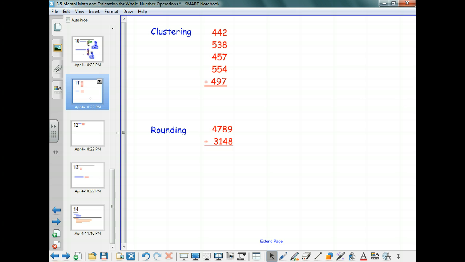Okay. Clustering is the next one. Clustering happens again in very specific situations. Take a look at all those numbers. They're all almost what? They're about 500, aren't they? They're all clustered around the same thing. So these are all about 500. So what we're going to do is turn them all into 500s.